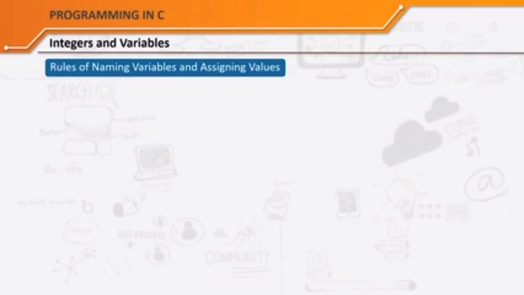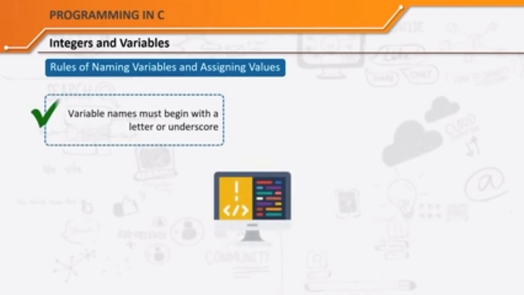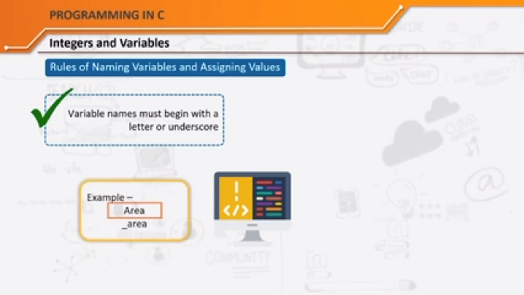Now there are certain rules that are followed while naming the variables and assigning them the values. The first rule says that every variable name must begin either with a letter or with an underscore. The first example, area, begins with the letter A, which is a capital letter. We can also use a lowercase letter while naming. In the second example, the variable name begins with an underscore, which is also a valid variable name.